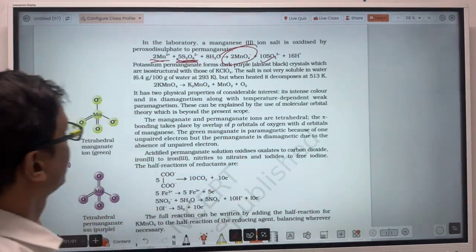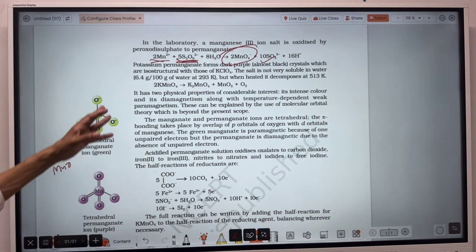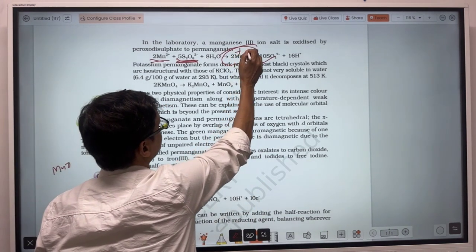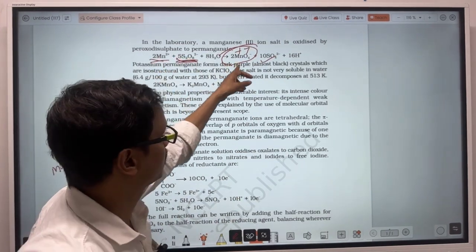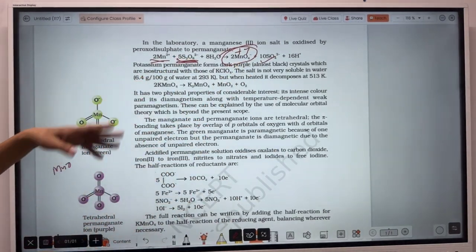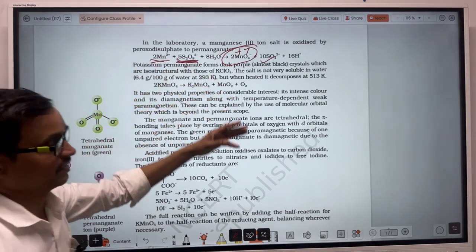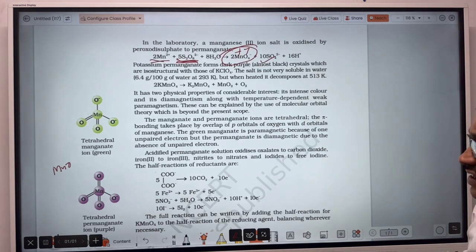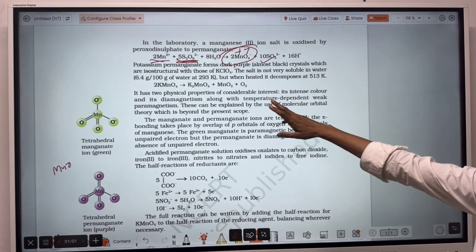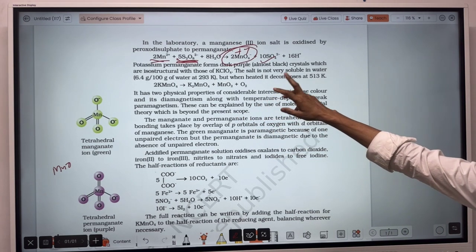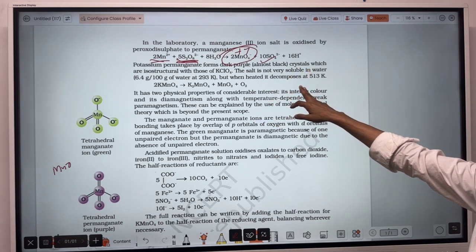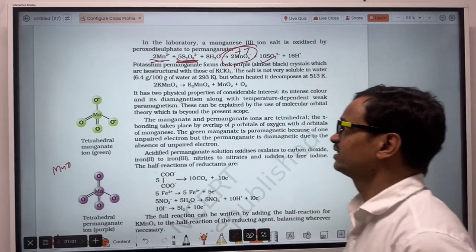Here the peroxodisulfate ion will dissociate into sulfate ion, and the Mn2 plus will convert to Mn7 plus. Here the oxidation number of manganese is plus 2, here plus 7. This is the method of preparation in the laboratory. In the laboratory, potassium permanganate is manufactured by treating the Mn2 plus salt with peroxodisulfate and water. In this case, there will be formation of potassium permanganate and sulfate ion. Okay.